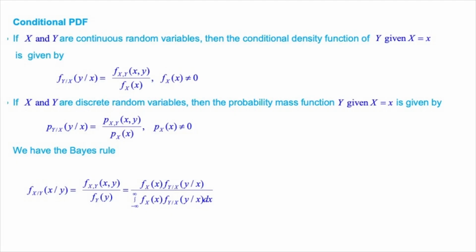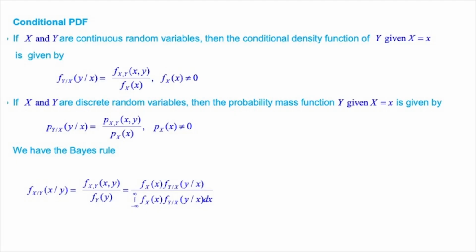Again, this is the ratio of the joint probability mass function divided by the marginal probability mass function. And we can use this definition of conditional PDF to derive the Bayes rule for continuous random variables, and this is given by f y given x at point y given small x. That is, by definition, this is the joint PDF of x y divided by the marginal PDF of y.